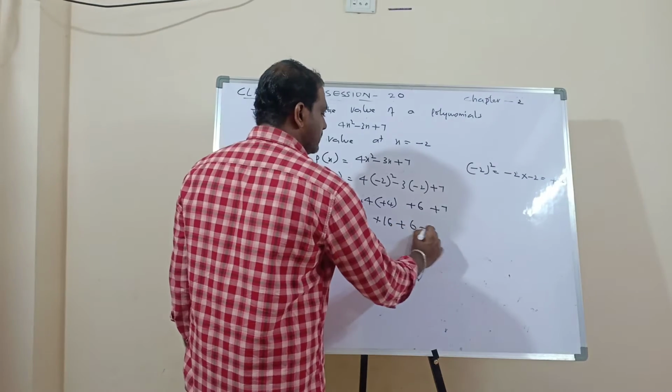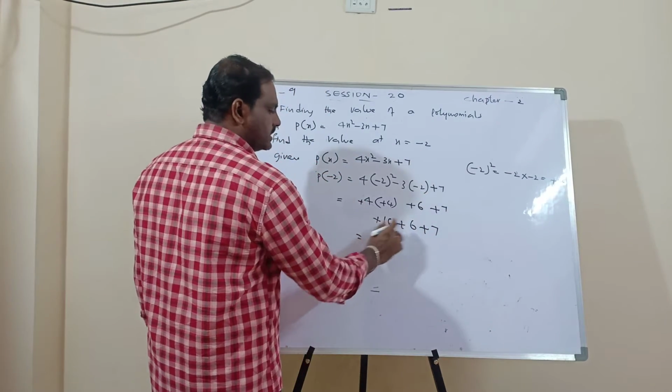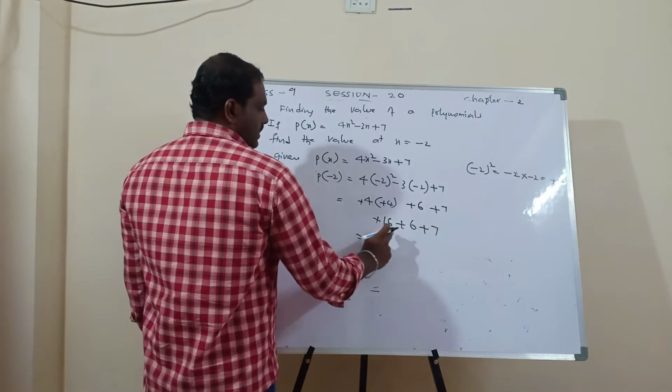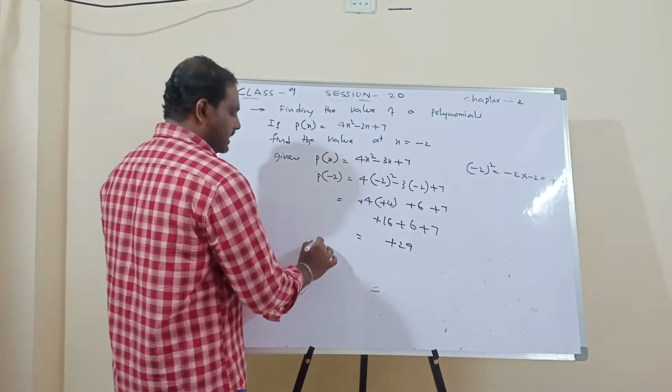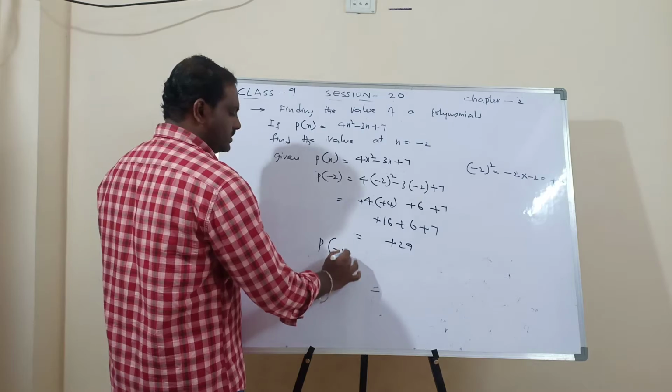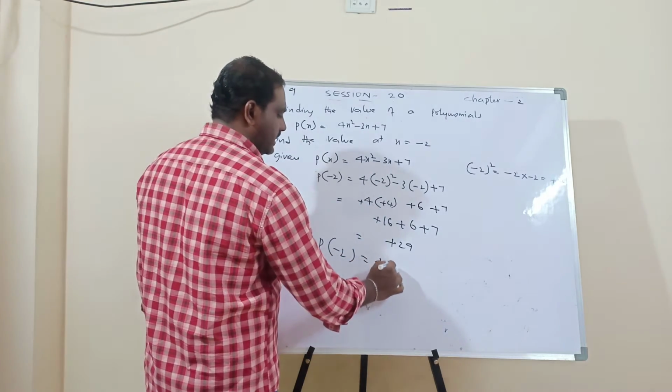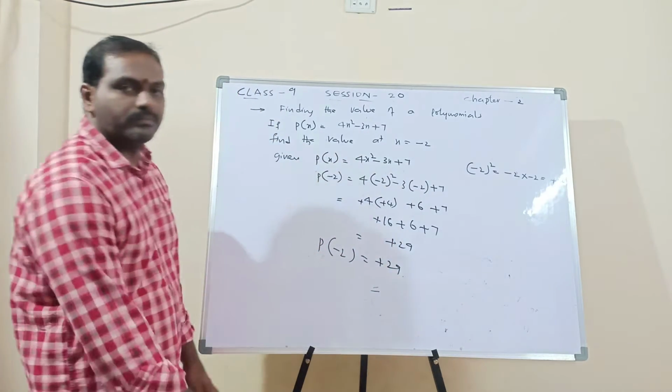Plus 6 plus 7. That's all. 16 plus 6, 22. 22 plus 7, 29. So the answer is plus 29. Therefore P of minus 2 is equal to plus 29. This is the way to do.